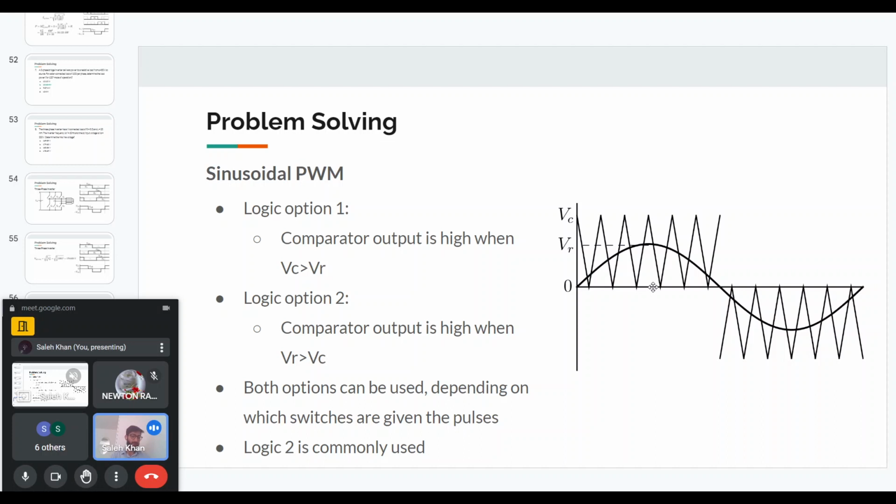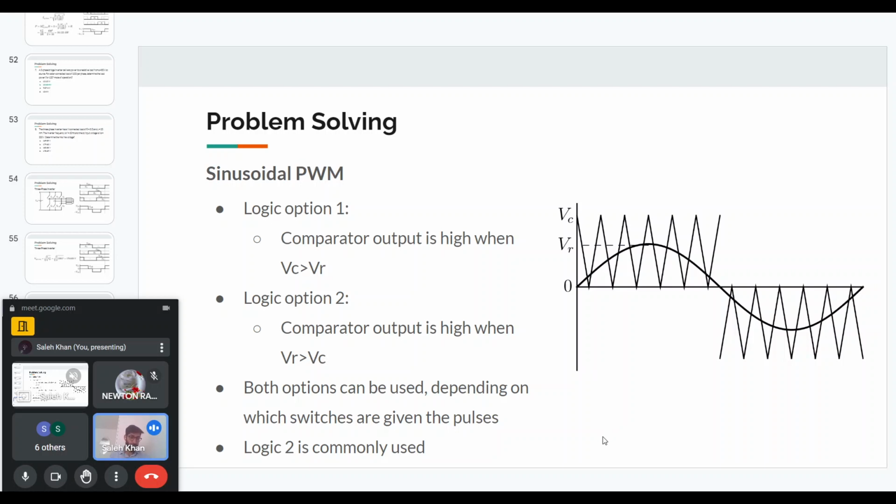We have these carriers and references, we compare them, and we get pulses that are given to the switches. One option is that the comparator output is high when the carrier is greater than the reference. Another option is that the comparator is high when the reference is greater than the carrier. These are inverse options, and both can be used, but we only have to understand which switch we are giving the pulses to. The second logic, where the comparator is high when the reference is greater than the carrier, is used commonly. So that is what we will give as the answer.